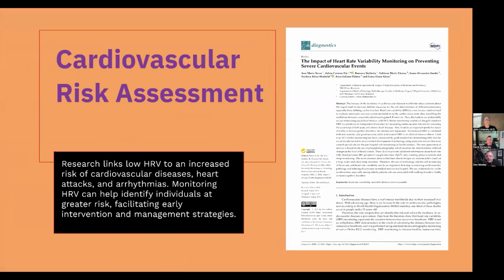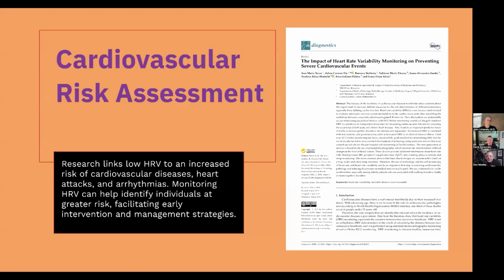In this 2023 paper, HRV is described as a non-invasive method to evaluate autonomic nervous system modulation and is linked to cardiovascular risk. Increased HRV is associated with positive health outcomes, while decreased HRV indicates stress or illness. The paper reviews advances in technology, including wearable devices that facilitate HRV monitoring for early detection of cardiovascular issues.